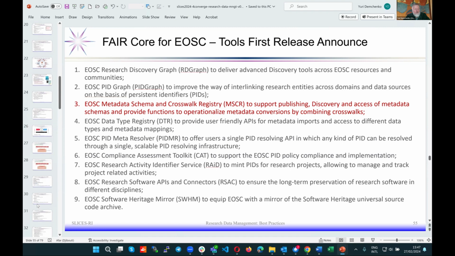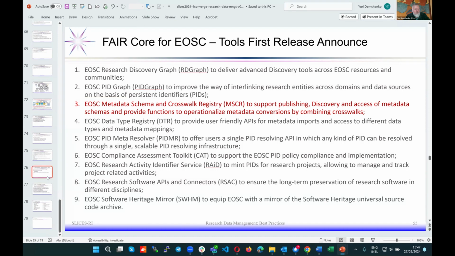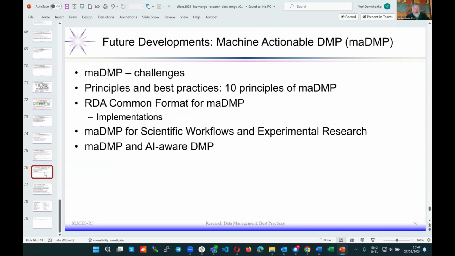On this, I will finish. I will only announce that we are working in SLICES on a machine-actionable DMP that will allow us to add a data management plan, in machine-readable and actionable format, to a scientific data workflow. And specifically, even more challenging is how to do this for AI projects: data management, and data produced and used in artificial intelligence projects.